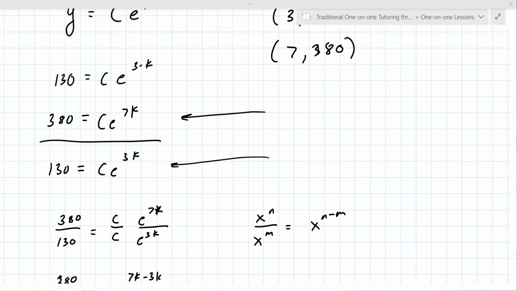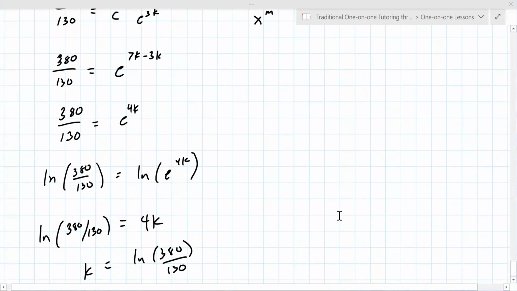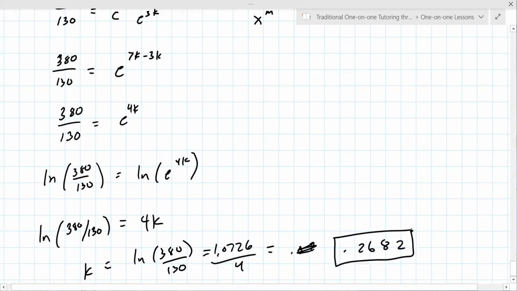Wait, so you plug in. Can you go down? Do you have this number here? No, I didn't get it. Let me get it here. So ln of 380 over 130 is 1.0726. Then it's divided by 4. Yes, divided by 4. Thank you. So it's going to make it even smaller. So divided by 4, it's 0.2682. Okay, so that's k.